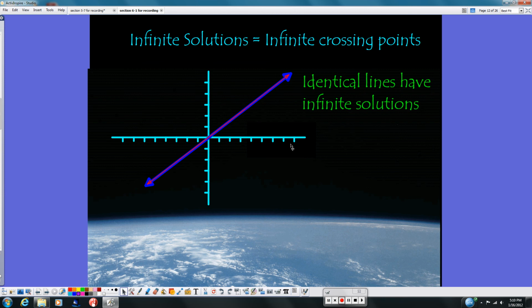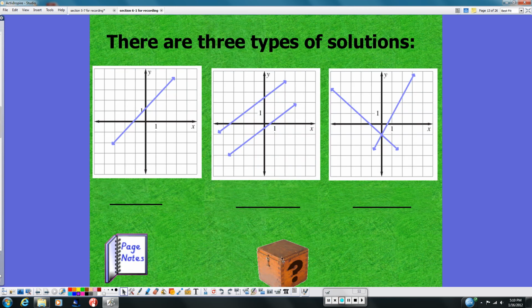An infinite number of solutions would be when you have two lines that are on top of each other. They're identical. That means every single point that's on both of these lines would be a solution to our problem. So there's going to be an infinite number of solutions. So let's take a look here and see if we can figure out how many solutions we'd have. Which one has one solution? The last one. Very good. Which one has no solutions? The middle one. Excellent. And which one has many solutions? The first one. Excellent.